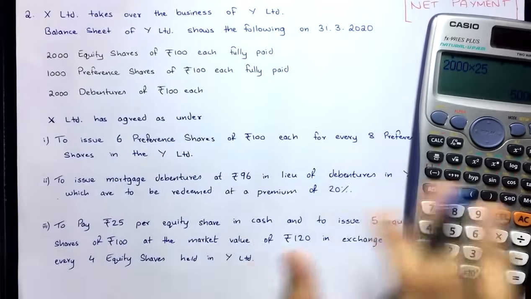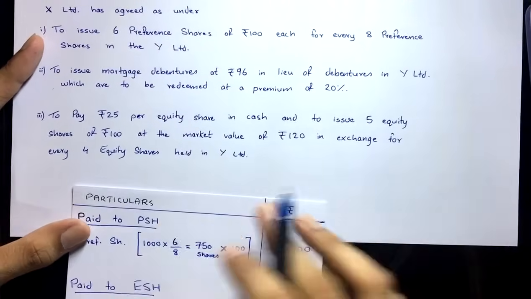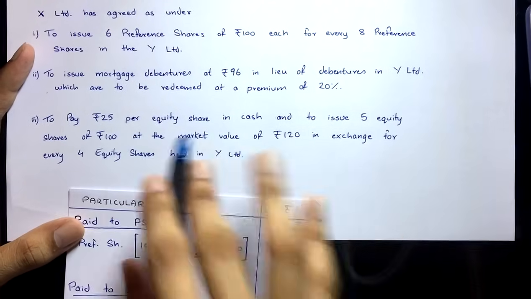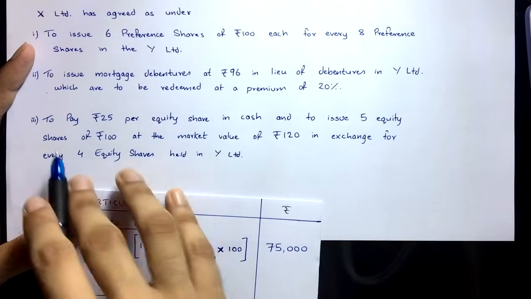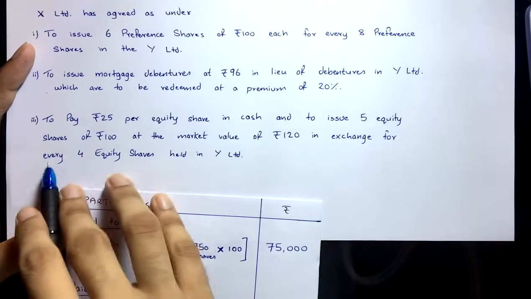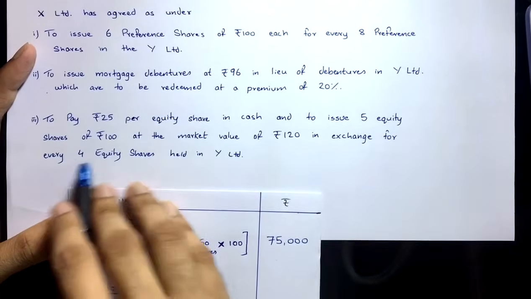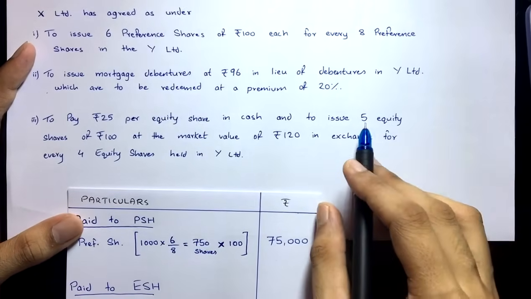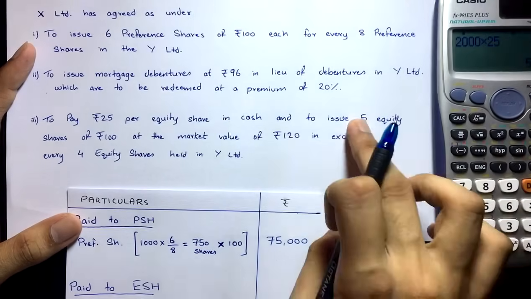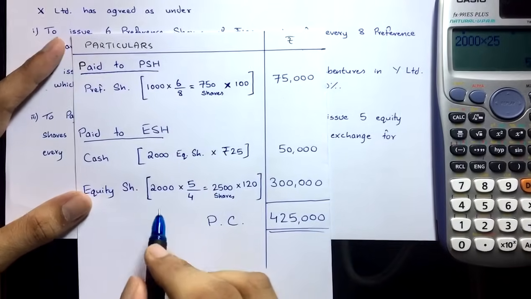And then they are talking about that ratio thing. That ratio thing is not tough. It's very simple. To pay rupees 25 per equity share in cash, we did that. To issue 5 equity shares of rupees 100 at the market value of rupees 120 in exchange for every 4. Go with the sentence: 5 for every 4. So the fraction will be 5 divided by 4.